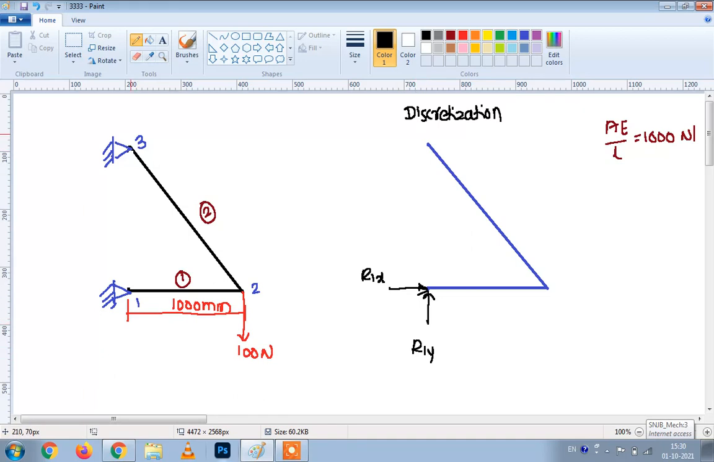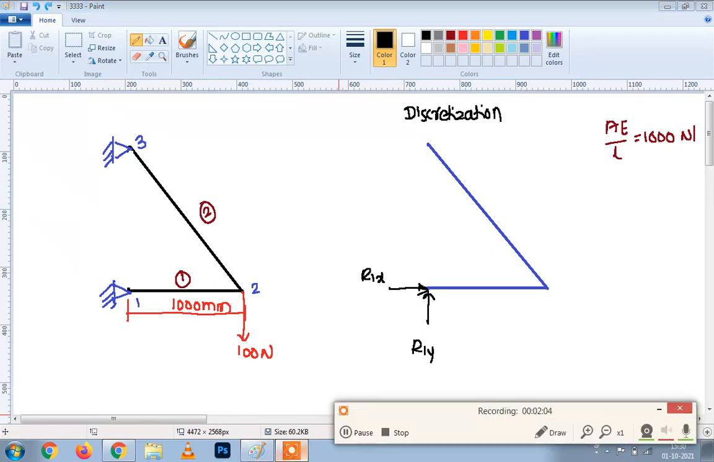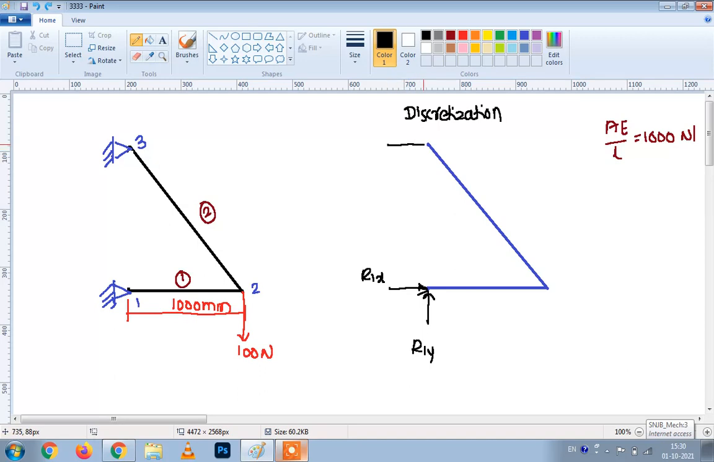Similarly, at node point number 3, it is also fixed. So what we will get at node point number 3? We will get here again two reaction, R3X reaction in X direction, and here we will get the R3Y. This is our step of discretization.